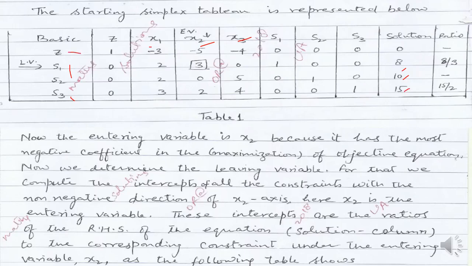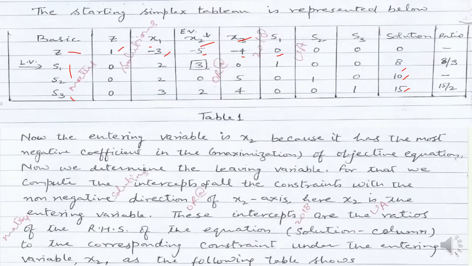The first row, that is the Z row, we have written with the help of the objective function. We brought all the elements from the right hand side to the left hand side and wrote this Z row. So the coefficient of Z is 1 in the objective function. After taking all terms on the left hand side, the coefficient of x1 is -3, of x2 is -5, of x3 is -4, S1 is 0. This is -0, but we may take it as 0. S2 is 0, S3 is 0, and the solution is 0.